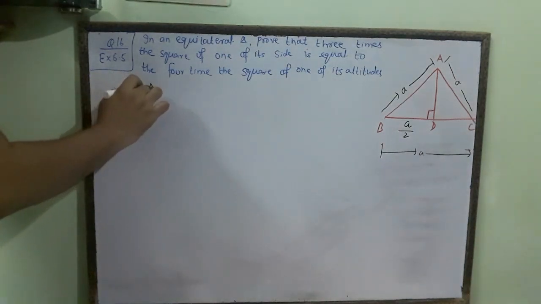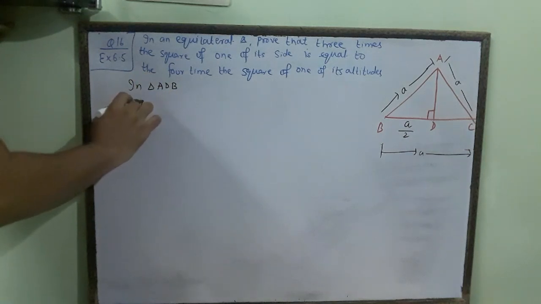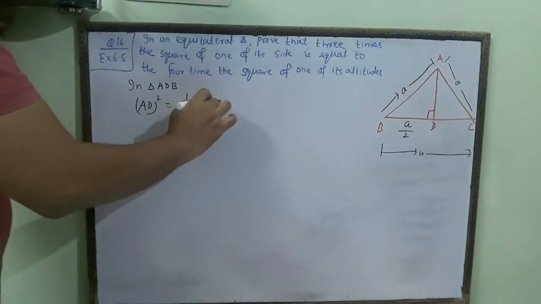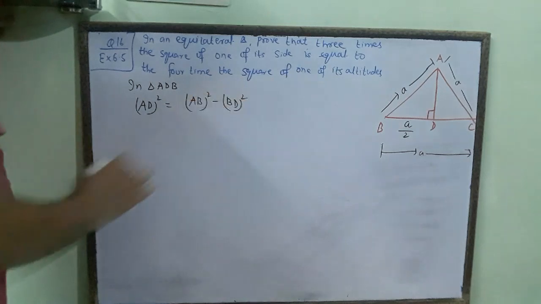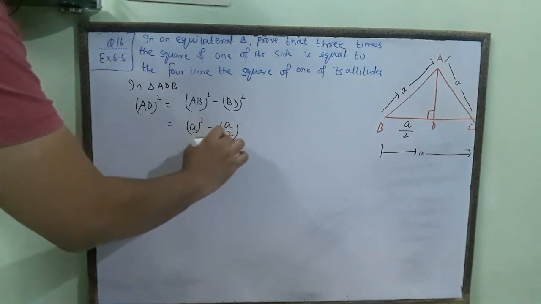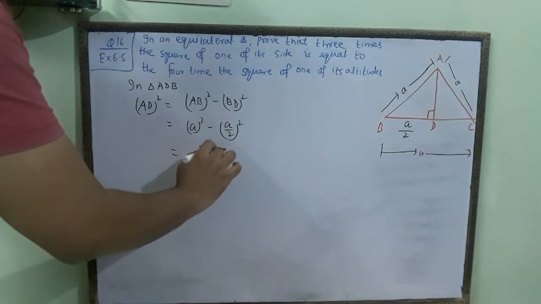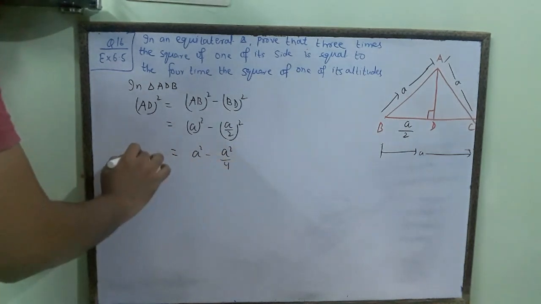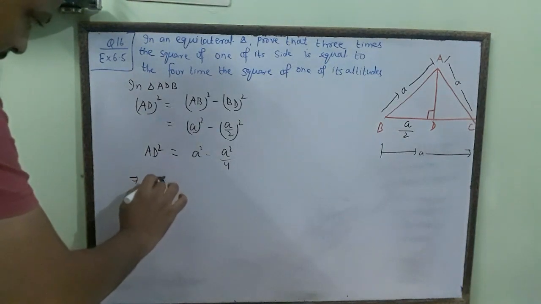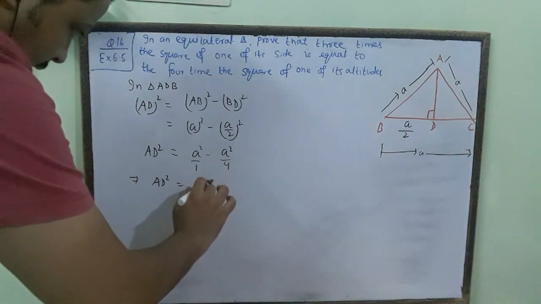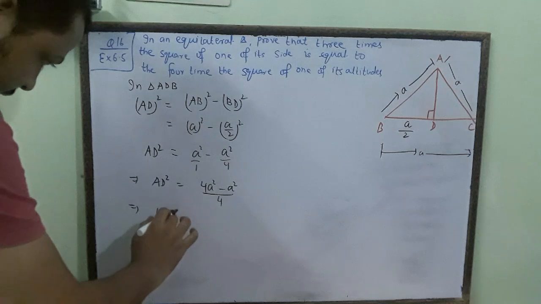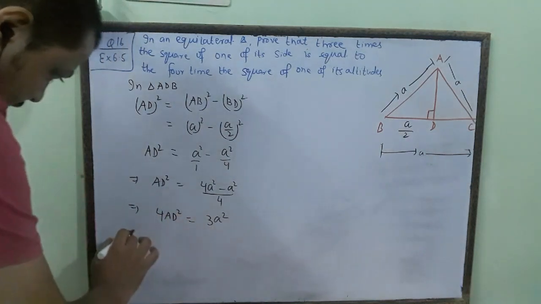So in triangle ADB, AD square is equal to AB square minus BD square. So AB can be written as A square, BD can be A by 2 whole square. So it will be A square minus A square by 4. This is AD square. Take the LCM. After taking LCM, it will be 4A square minus A square divided by 4. Cross multiplication, 4AD square is equal to 3A square.